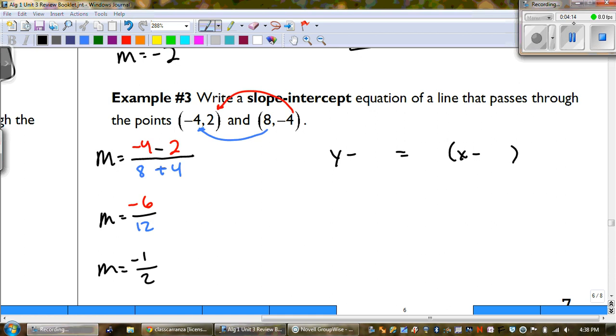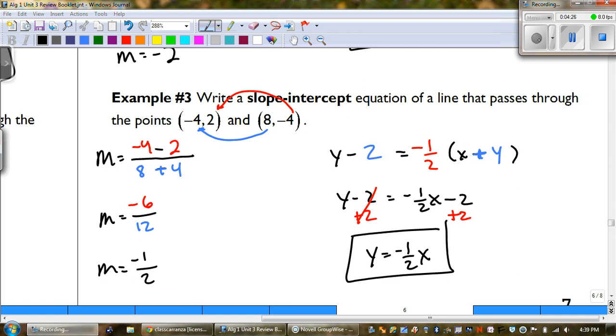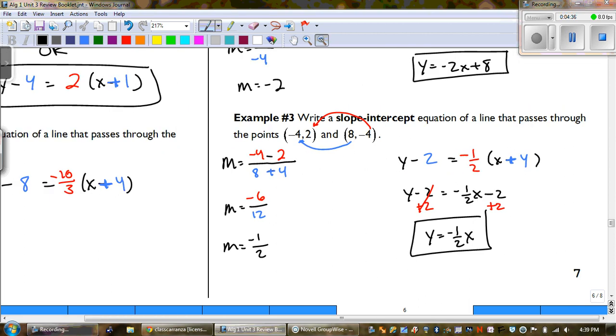Hey, just want to check in. Did you guys get the right slope? If you didn't get the right slope, pause the video, fix it, and keep going. Okay, and when you're all done, you should get y equals -1/2 x. All right, let's move on to page number 8.